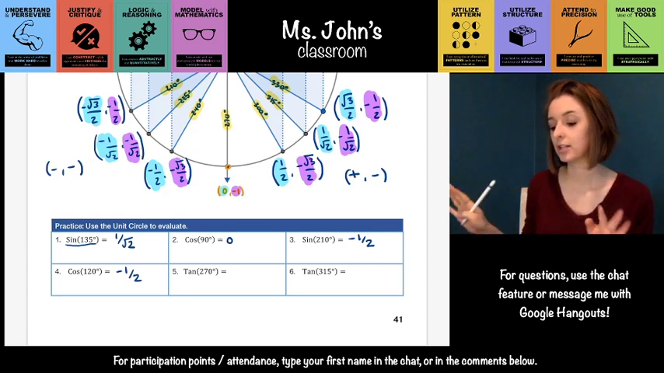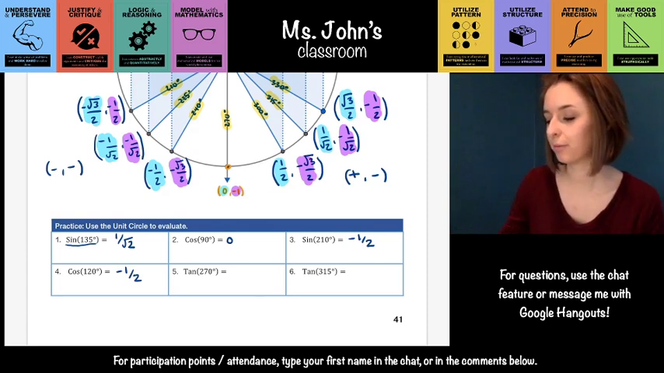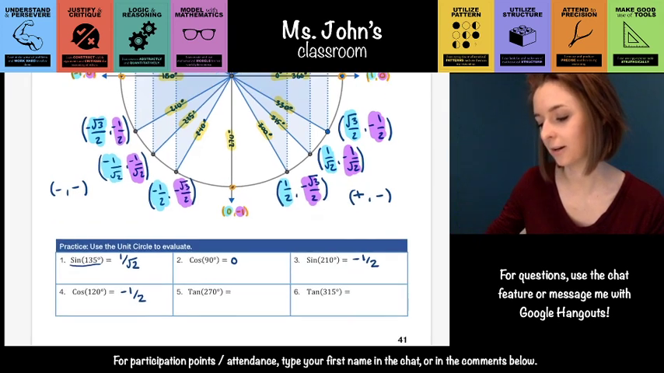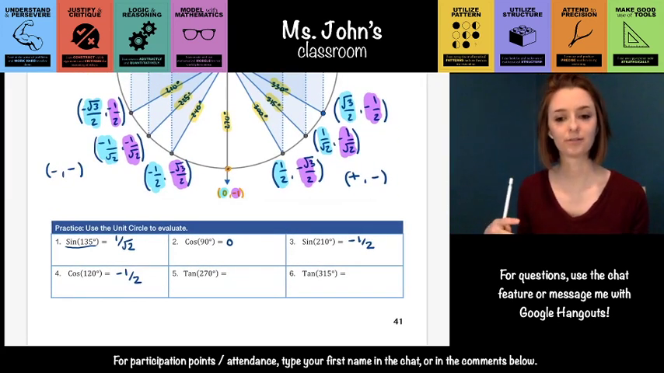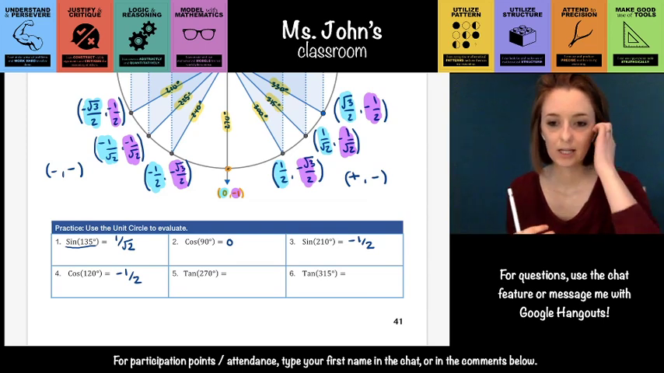Okay, so here's the question. Now we're at tangent. And remember how we said tangent is a ratio of the x and the y values?